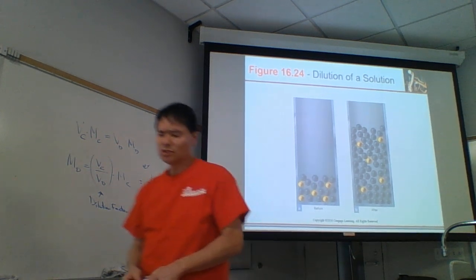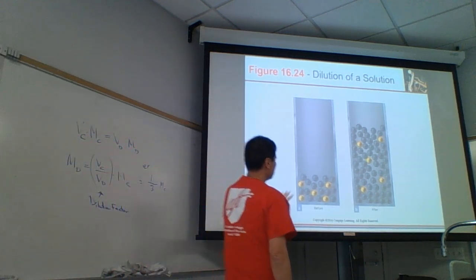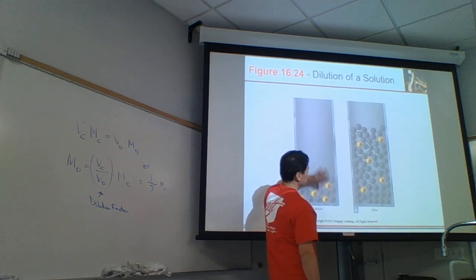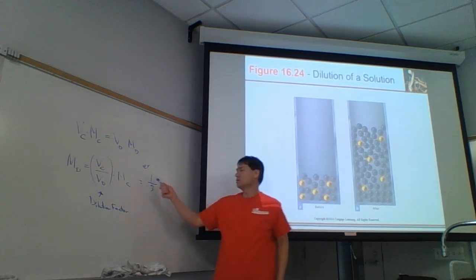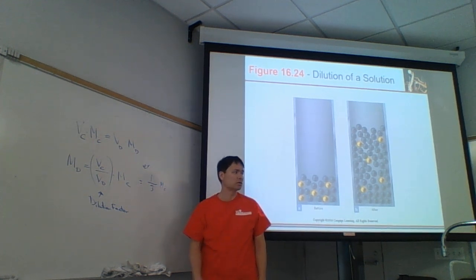But we could do a 1 to 2 dilution. A 1 to 2 dilution would be 1 part of concentrated plus 1 part water. And so you get 2 parts total. So 1 to 2 dilution. A 1 to 2 dilution would have a dilution factor of 1/2 and cut the concentration in half.